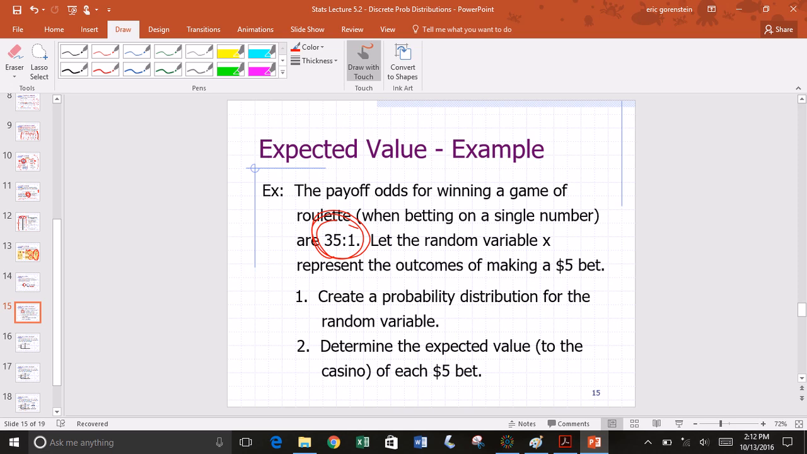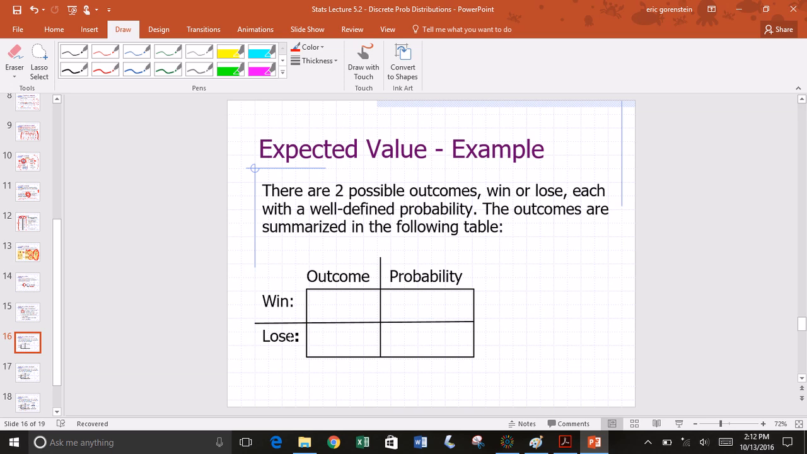Okay, so with the probability distribution, there are only 2 possible outcomes. You either win or you lose. We're thinking, in this case, about a $5 bet. So if you bet $5, one of 2 things is going to happen. You're either going to win or you lose. If you win, you're paid 35 to 1, or $35 for every $1 you bet. If you lose, you lose $5.